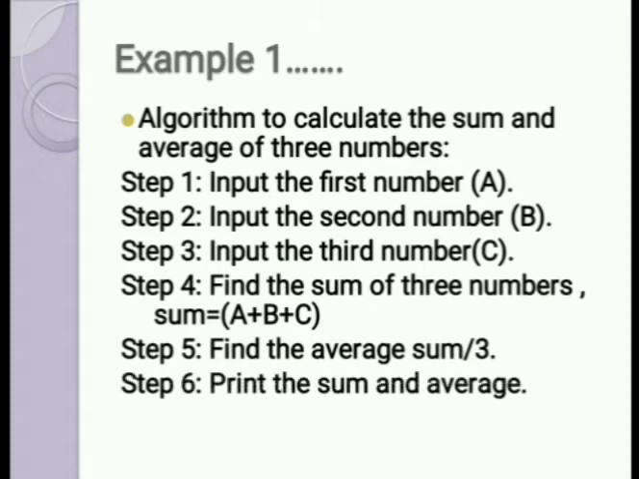The next step is print the sum and average. So that is the output. So in this algorithm you have input: the inputs are the first number, second number and third number. Then the process is finding the sum and average, and then we print the output, that is sum and average. Let us see example 2.